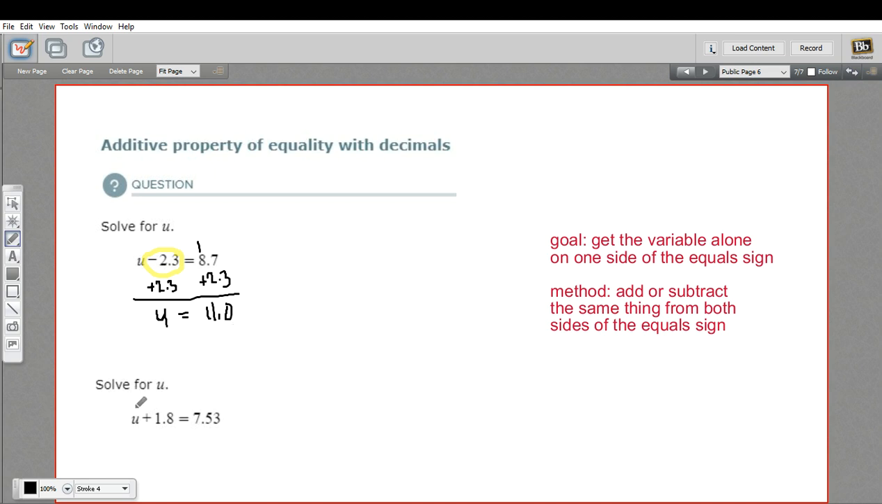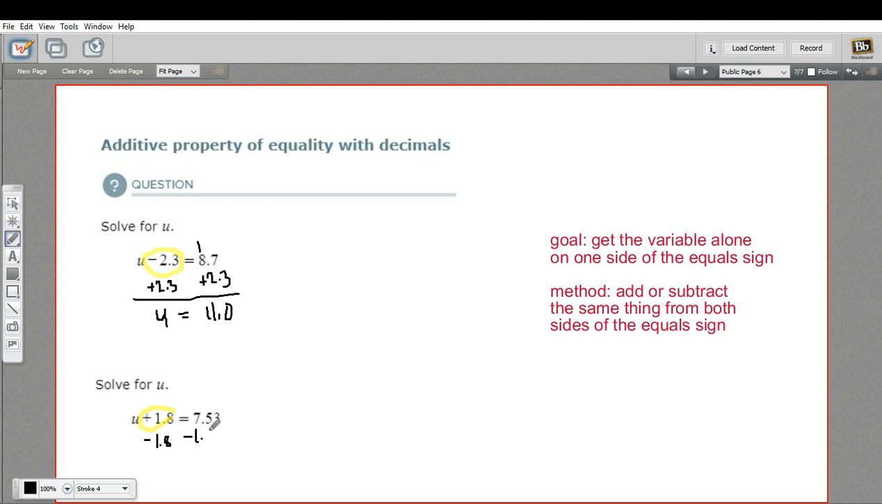Let's try one more here. In this one, we have u plus 1.8 equals 7.53. So I want to get rid of that positive, that plus 1.8. The way I do that is by doing the opposite. I subtract 1.8. And if I subtract 1.8 from this side, I have to subtract 1.8 from this side.